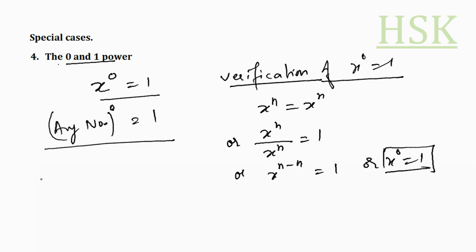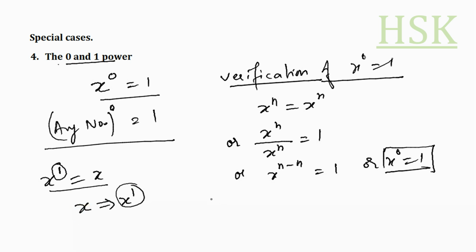And next is a quite obvious result. x to the power of 1 is equal to x, or vice versa. So this means that if we represent any quantity having the power 1, it can be written without representing the power. So x is equal to x to the power of 1, or x to the power of 1 is equal to x.